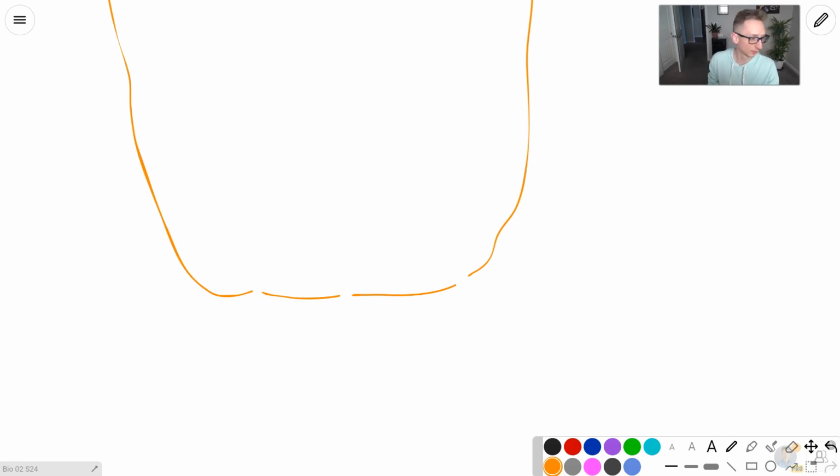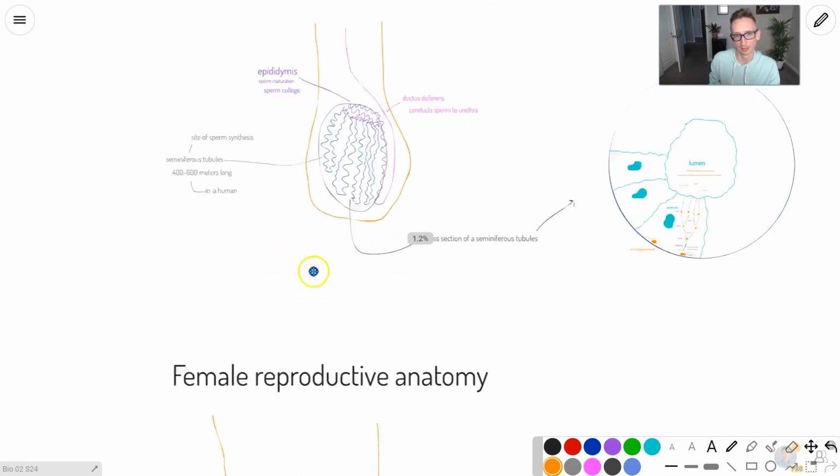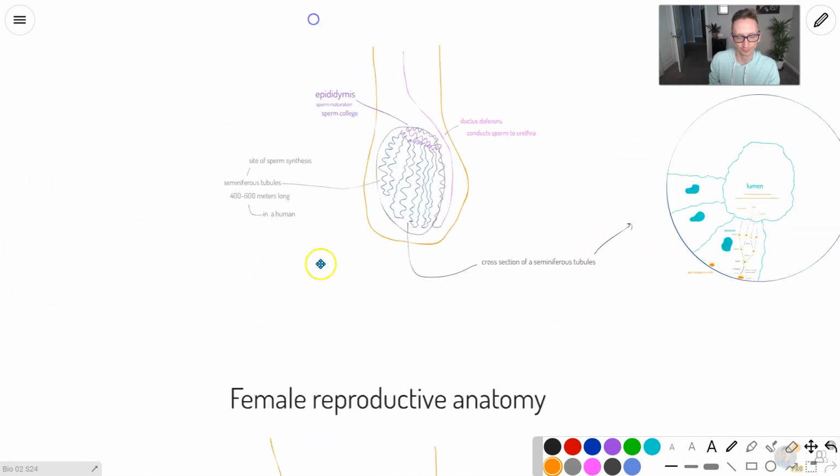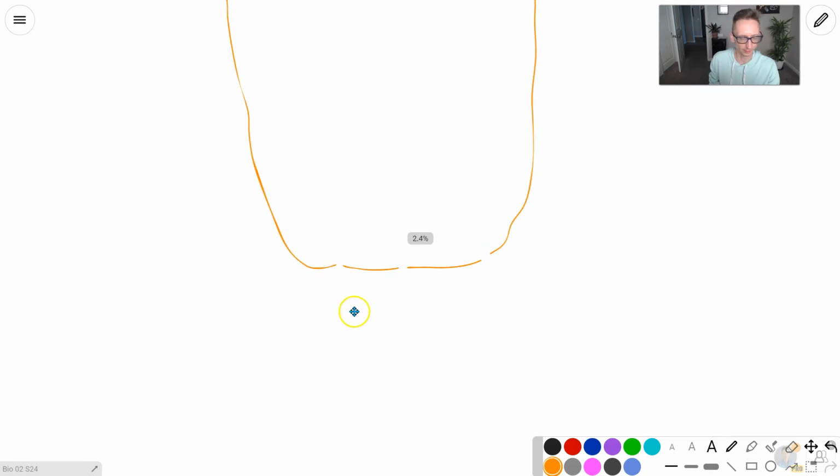Lady's got 3 holes. Dude's only got 2. 1, 2. 1, 2, 3. All right. And this first hole here is going to attach to the urethra and then up to the bladder. So remember, right there, we got a very short urethra. All right.